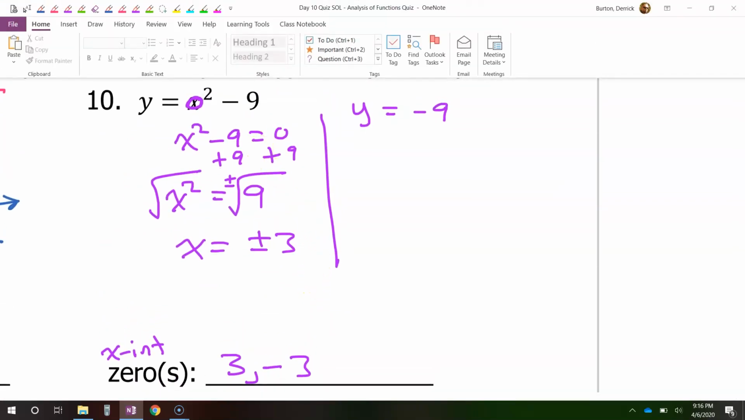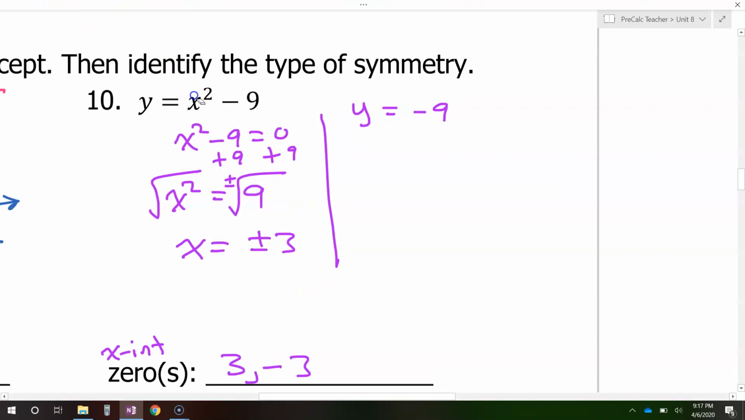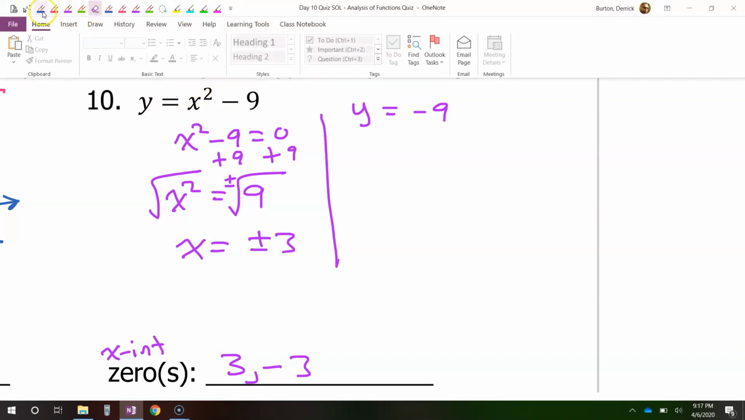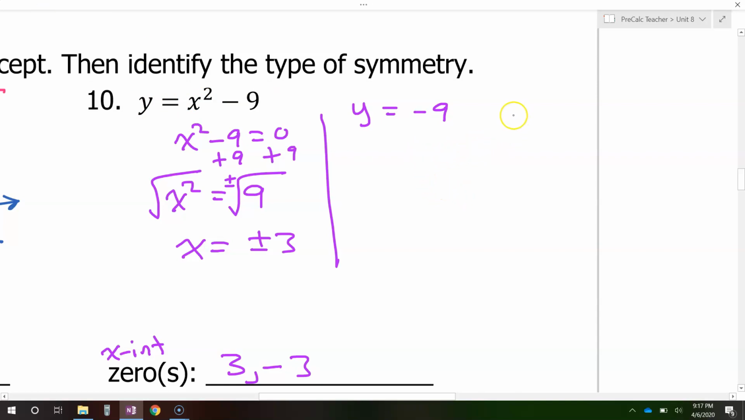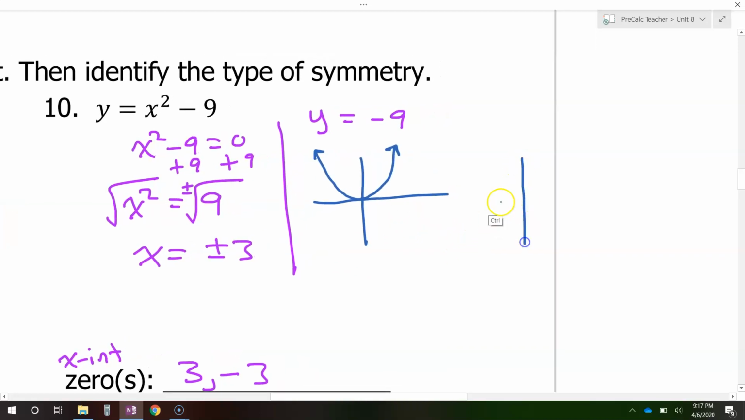Symmetry. Let's use what you have memorized. The parent function is y equals x squared. Let's remember what the parent function looks like. Here's the parent function, y equals x squared. It would look something like this. Now, putting a minus 9 on this moves the function down 9. So the new function would be like this.